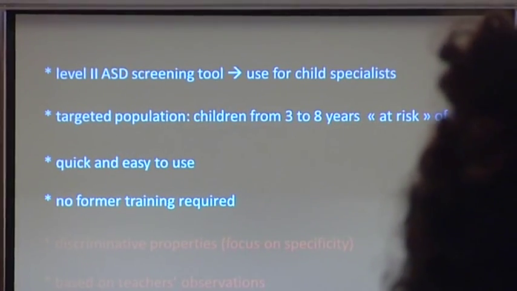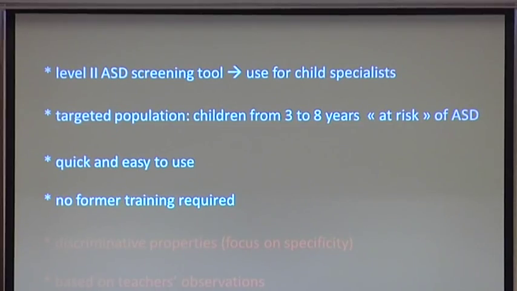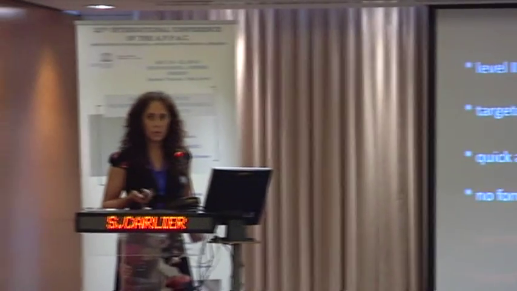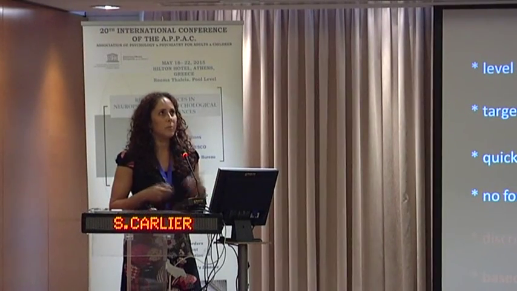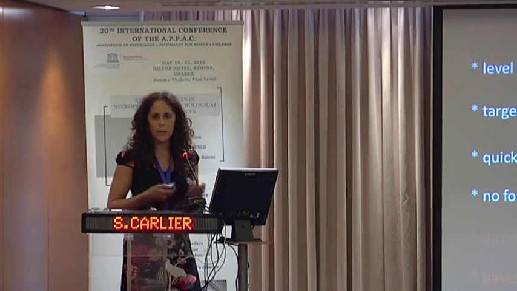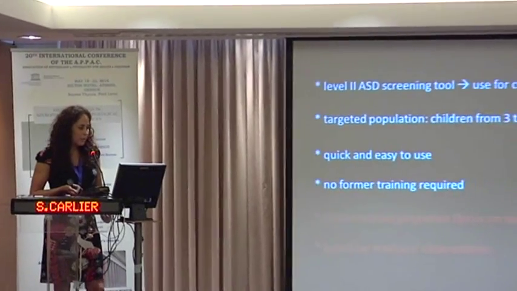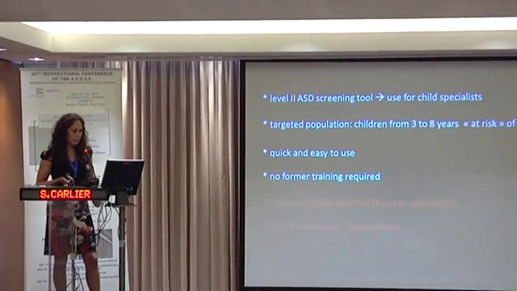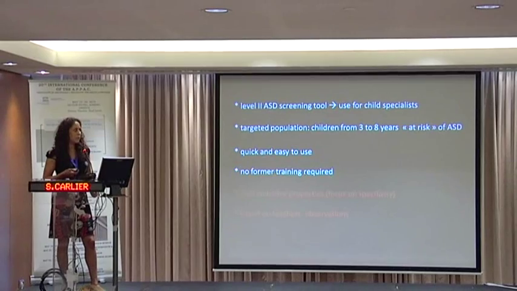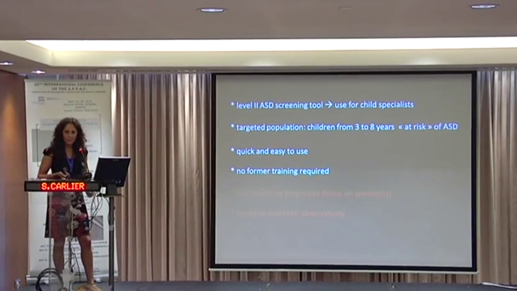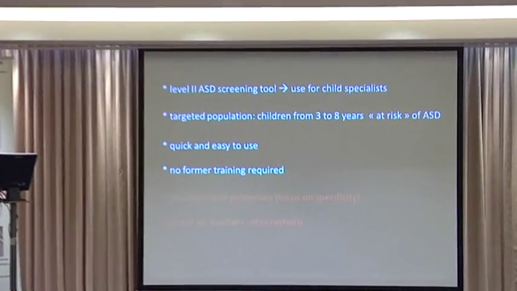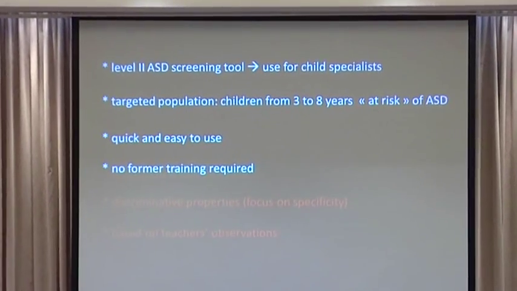So the ADT is a level 2 screening tool, so it should be used by child specialists when a child has a brother or sister with autism or has developmental disabilities, but we still don't know what kind of disability. The targeted population for the tool is 3 to 8 years old, so it's not an early detection tool because there are early detection tools. There's no point of doing what others have done nicely before.